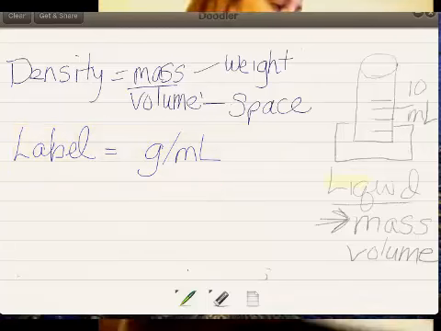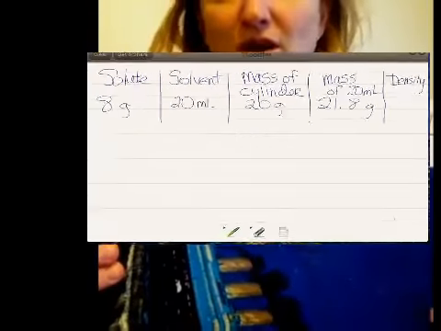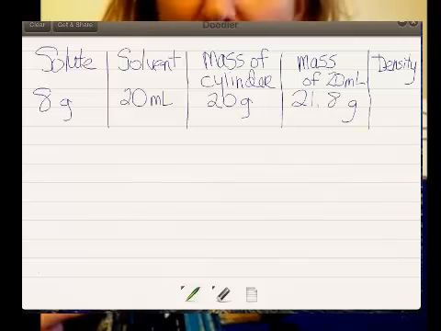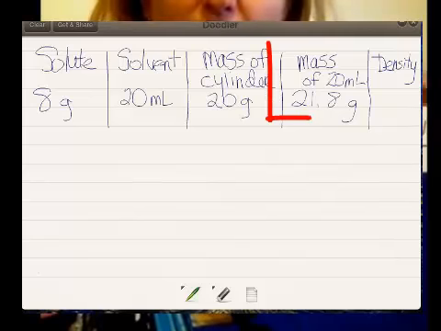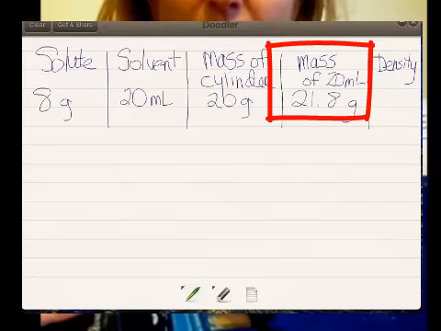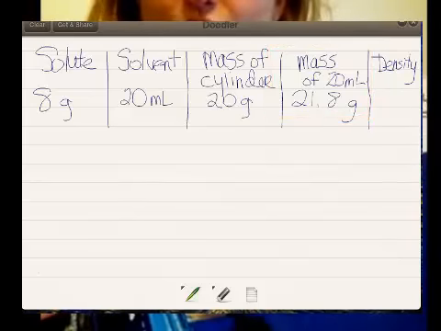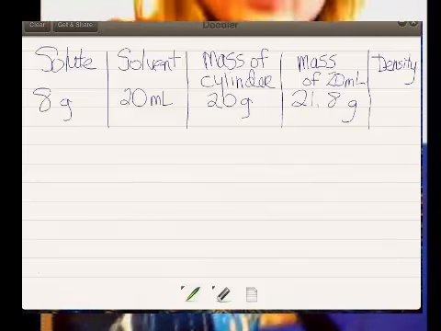Let's take a look at a couple of the concentrations that you made in class. You made a concentration of 8 grams of solute to 20 milliliters of solvent. And then we're looking over here at our mass of 20 milliliters. 20 milliliters of this concentration weighed 21.8 grams. And how do we go about figuring that out?